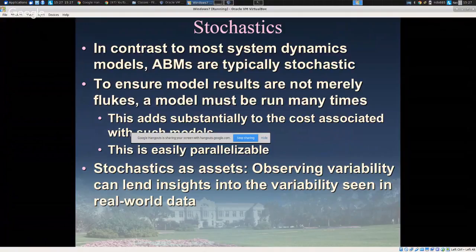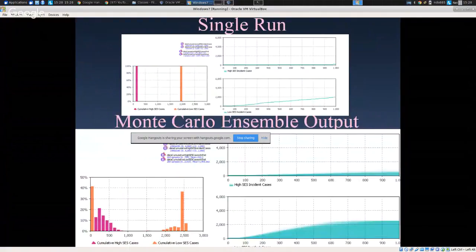By contrast, agent-based models are going to be stochastic. There's going to be a lot of stochastics at an individual level. And so to ensure that our results from the model are not simply flukes, we're going to run the model many, many times over. The bad news is this requires a lot of work. The good news, it can be parallelized efficiently. And these stochastics will actually lend insight. They're not merely nuisances, they'll actually add considerable insight.